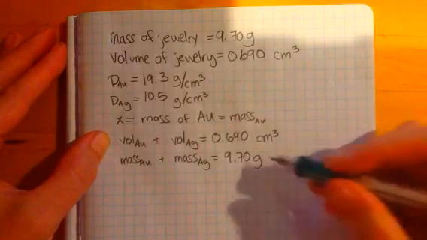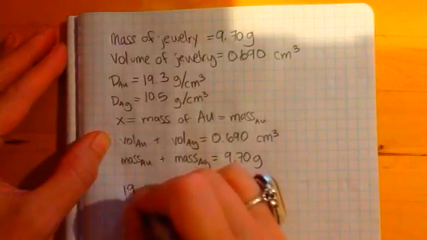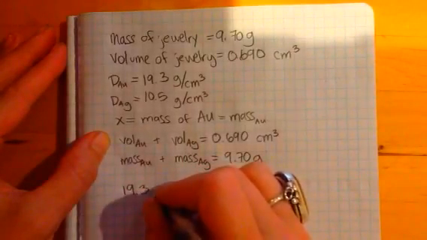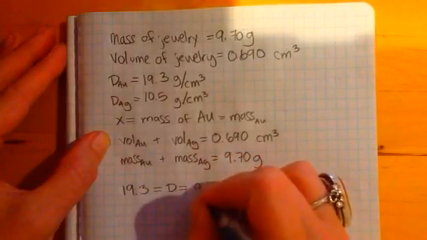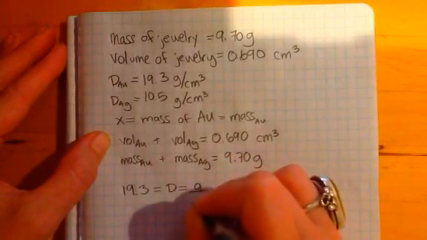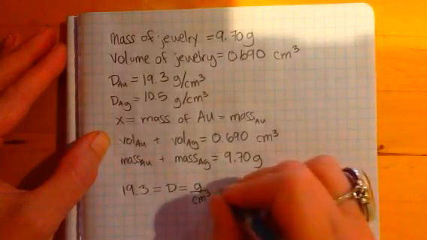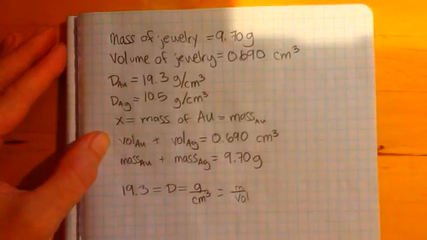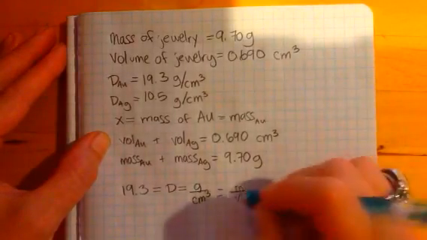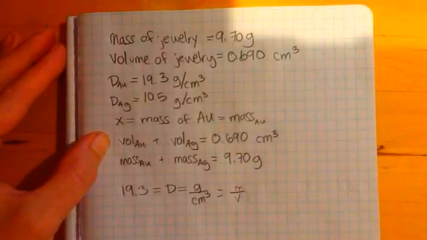So I'm going to rewrite our equation briefly here. We have 19.3 grams per cubic centimeter equal to the density, which is mass divided by volume, or we could just do m divided by v to make it super simple.